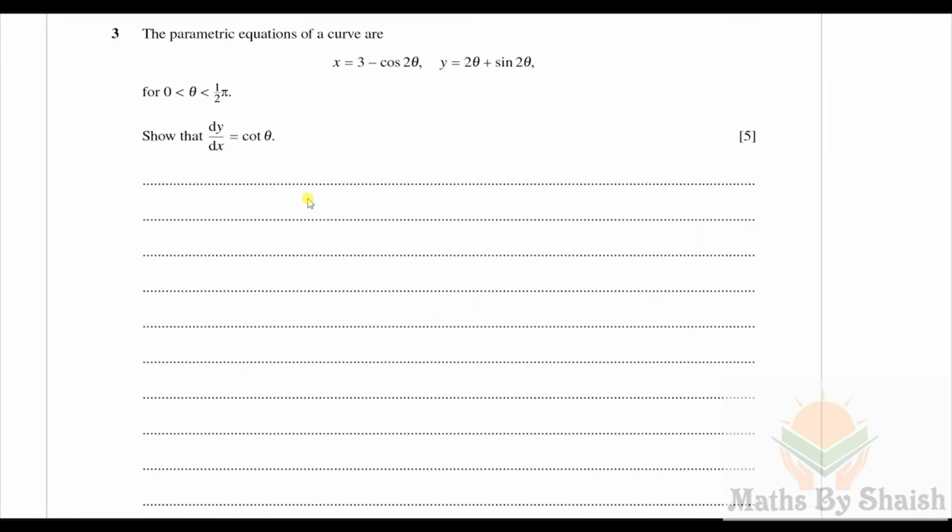Here's the third question. The parametric equations of a curve are x equal to 3 minus cos 2θ, y equal to 2θ plus sin 2θ. For θ between 0 and π/2, we need to show that dy/dx is cot θ. We know dy/dx we can write by the chain rule as dy/dθ times dθ/dx, and we will calculate dx/dθ and dy/dθ from the given parametric equations.